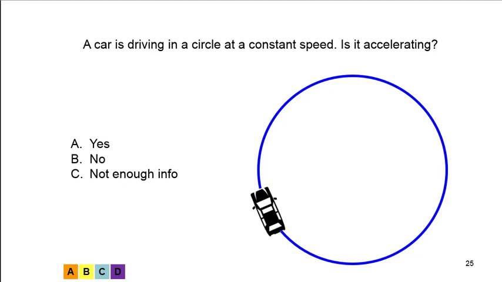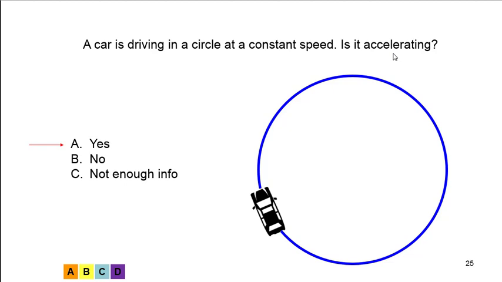Now in this case the speed is constant, but the object is always changing its direction. So its velocity is changing in time. Whenever your velocity changes, you do accelerate. So this car is accelerating. Even though the speed is constant, it is accelerating because it's changing direction.